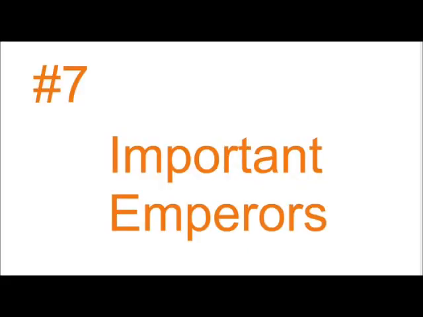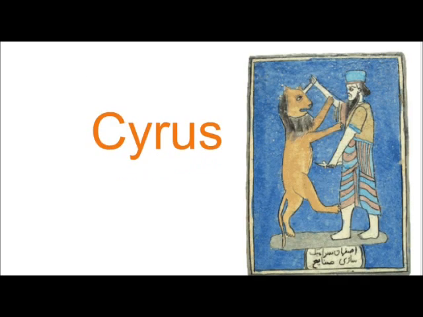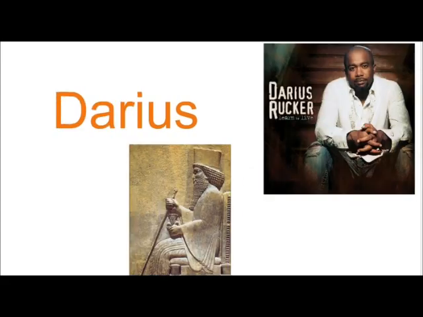The final and last thing you need to know about the Persian empires is the important emperors. The first being Cyrus the Great. Was he great because he slayed some big lion? No, he was great because he started the Persian Empire. You can see here he's got the beard and the hat that characterizes Persia.